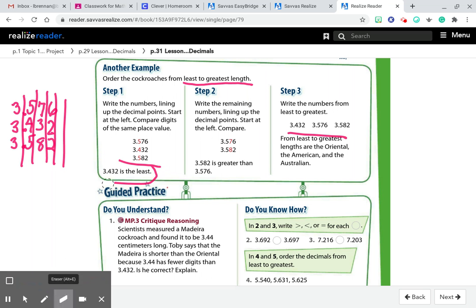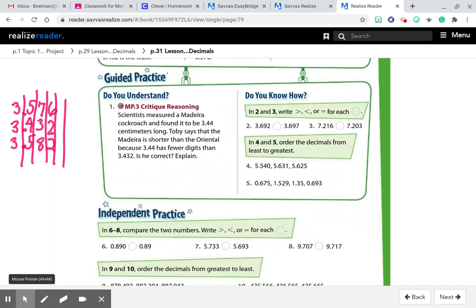So some strategies would be to turn your paper sideways. Always make sure you're writing them in place value order. Don't trust your eye. Do not trust your eyeball. And then down in the guided practice, scientists measured the Madeira cockroach and found it to be 3 and 44 hundredths of a centimeter long.